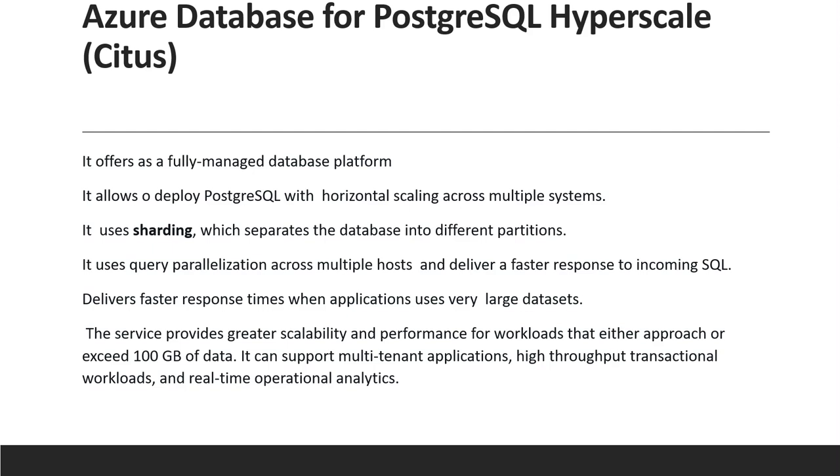The third one in the series is Citus. It is a fully managed platform as a service offering. You can deploy it with horizontal scaling, which is very good. You can use sharding. You can separate the databases into different partitions. So some sort of NoSQL capabilities have also been integrated. You can use parallelization across multiple hosts, because it is trying to hyperscale things. That's what it is trying to bring in with Citus.